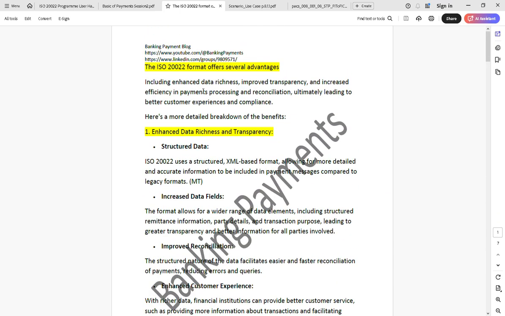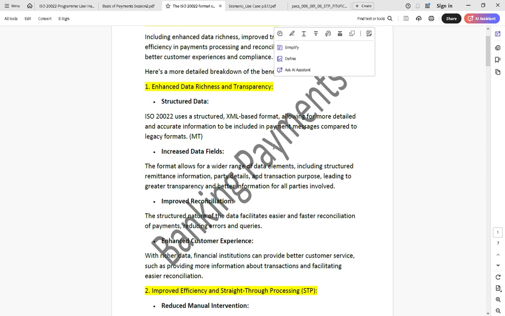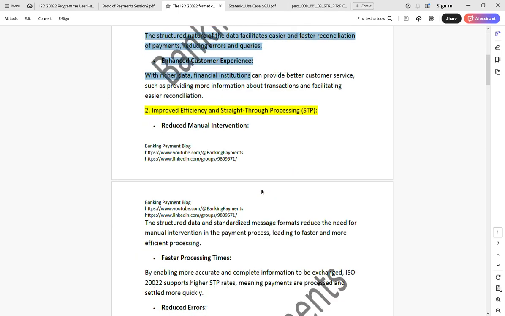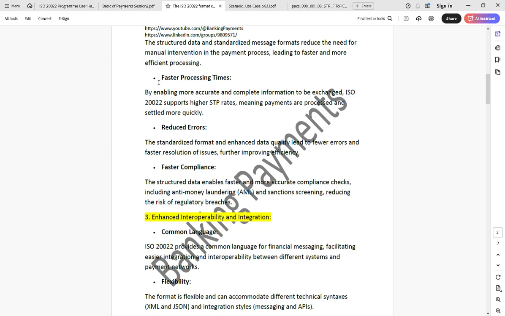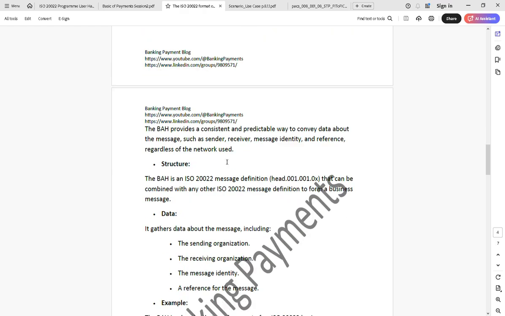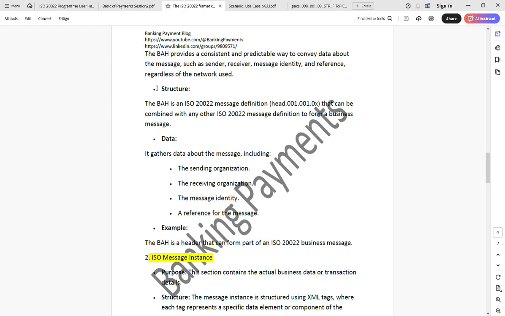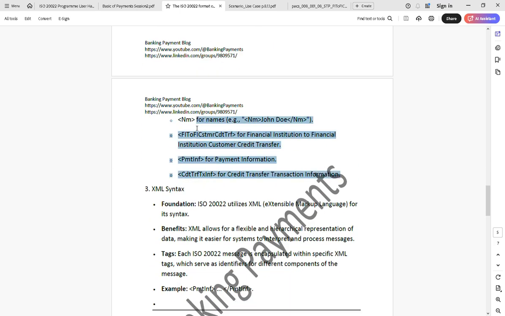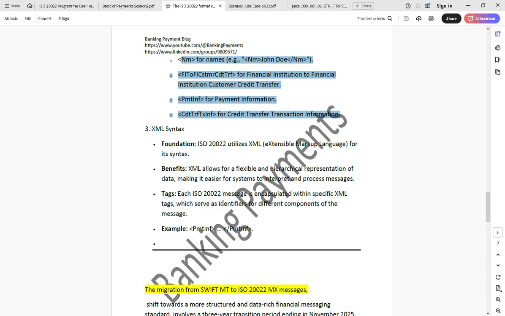What are the several advantages of these messages? They include so many advantages. Basically, it is reducing errors, faster processing, enhancing the role, and then improved security. Then the structure of the messages. We'll go through this, the current structure of the message. The new one is an XML format structure.